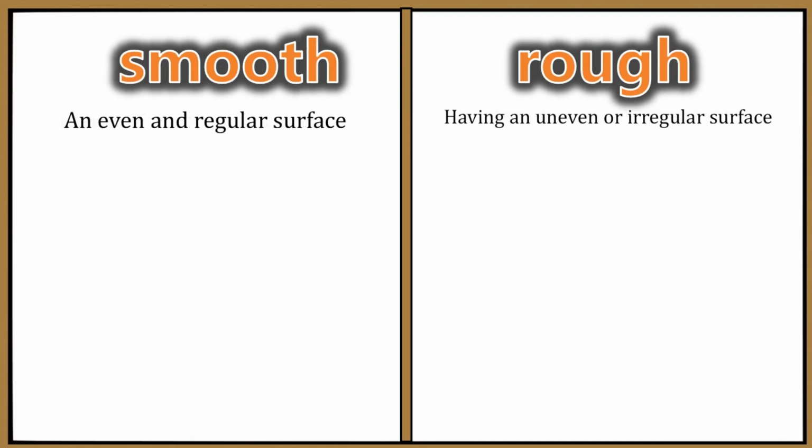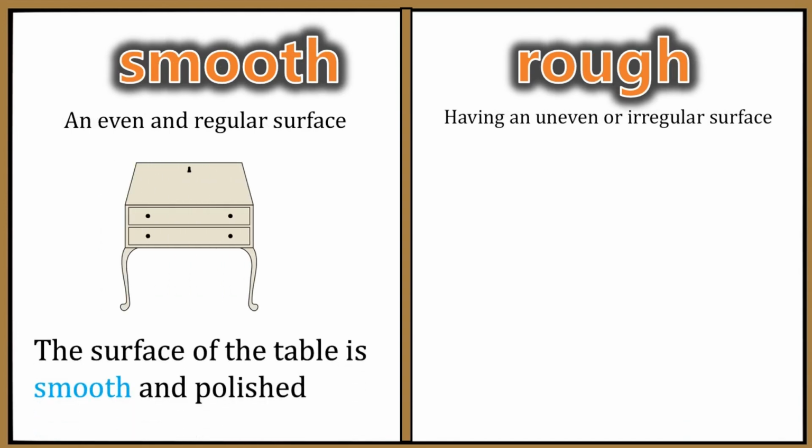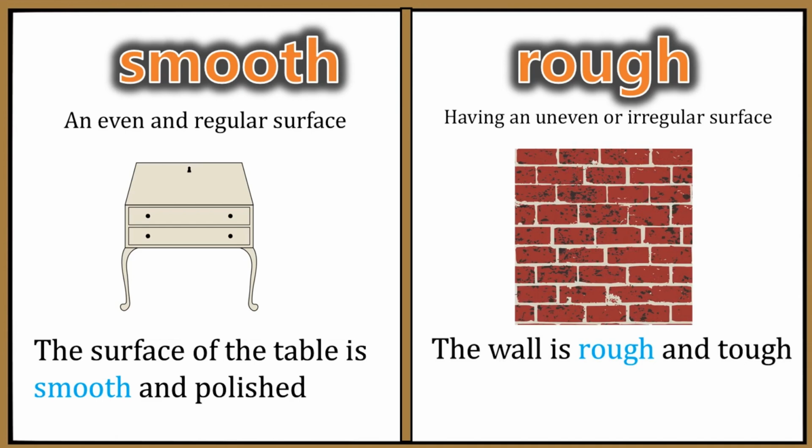Smooth. An even and regular surface. The surface of the table is smooth and polished. The opposite of smooth is rough, having an uneven or irregular surface. The wall is rough and tough.